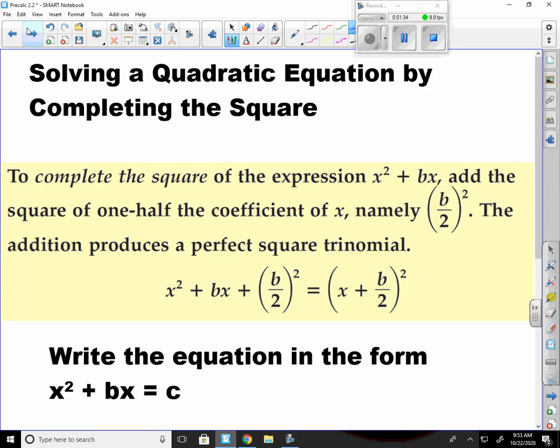Okay, that takes us to our next method of solving a quadratic. We can solve a quadratic by completing the square. To complete the square of the expression x squared plus bx, add the square of 1/2 the coefficient of x, which would be b over 2 squared. So it's the coefficient of x, or the number that's in front of the x. We take half of that, divide it by 2, and then square it. The addition will produce a perfect square trinomial. So we leave all this the way it was, but we're adding b over 2 squared to both sides.